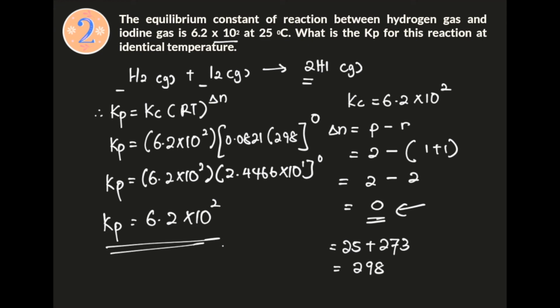Right, so this is the final answer for the second question. Alright, just a quick side note. Maybe some of you might ask, since you know that your delta n is equivalent to 0, and whatever value to the power of 0 shall be equivalent to 1, should you do this? The answer is yes, because there will be marks for the conversion of the temperature and also marks for the value of R. So make sure that you show all these calculations, and although you know the answer shall be 1, you still need to show this calculation as well.